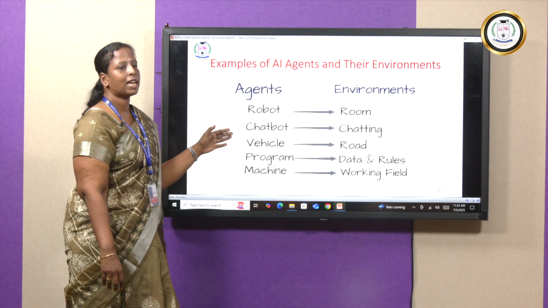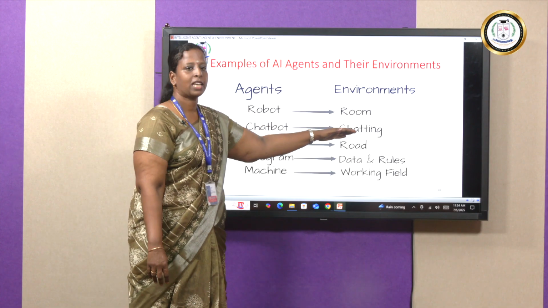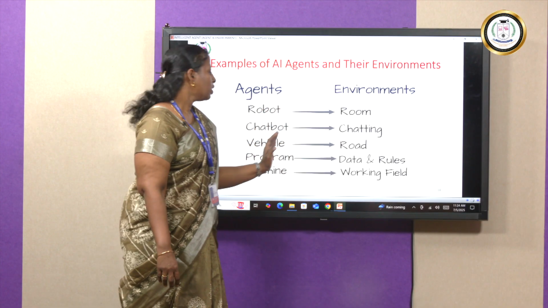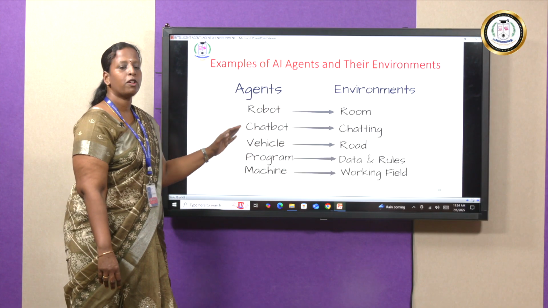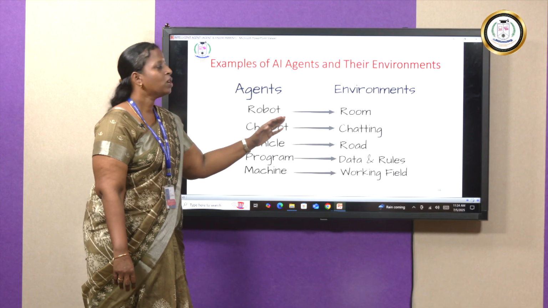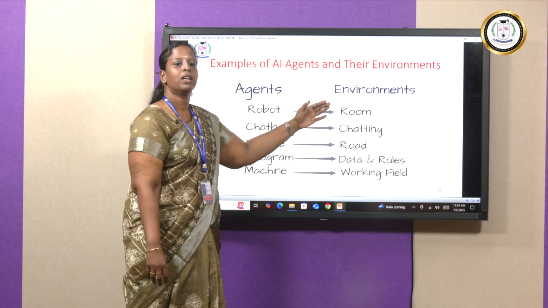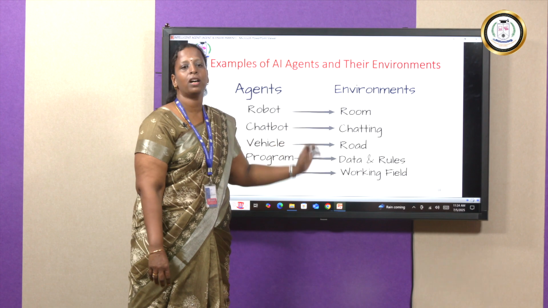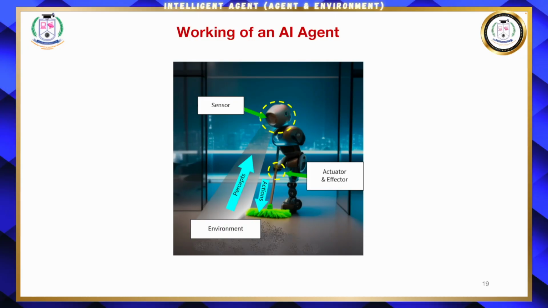Next, if we take a chatbot, the environment is chatting. Next, the agent is a vehicle, and the environment is the road. Next, a program: if you are using a program, it consists of a set of data and rules, and that is the environment of this program. Next, the agent is a machine, and finally the environment is the working field. So this is a simple example.